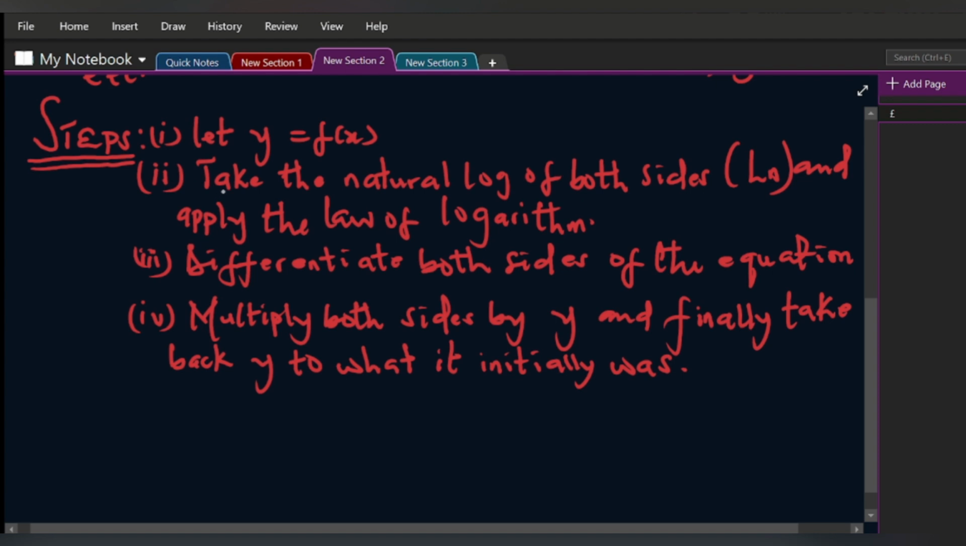After doing that, you will take the natural log of both sides. Taking the natural log of both sides means you take the ln of both sides and apply the laws of logarithm. What are the laws of logarithm? I will state them as we go further in this video. The laws of logarithm, or better still, I can do that here.